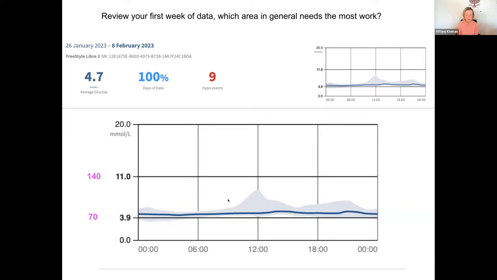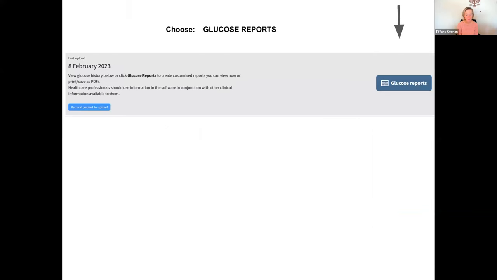But what I want you to look for is, are you having highs in the middle of the night? Are you having highs really late at night? Or are there times throughout the day that you're starting to have some problems? So that's number one. We're going to look at the time of day, and you're going to see which area needs the most work. That's your first question: time of day, and are there any concerns I have for that area?